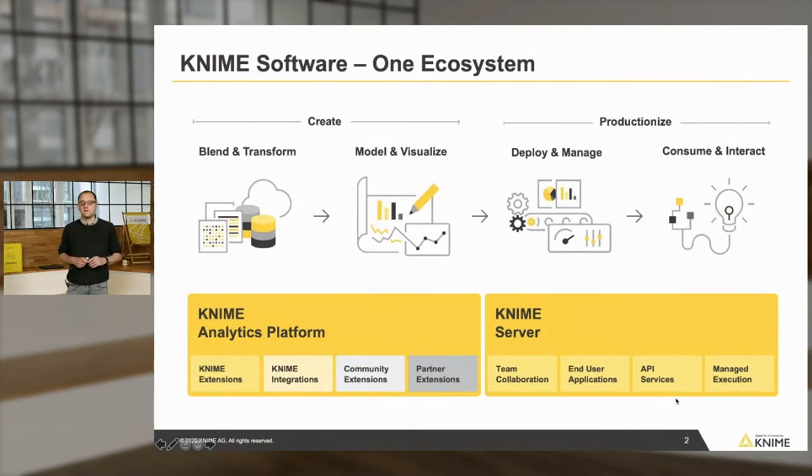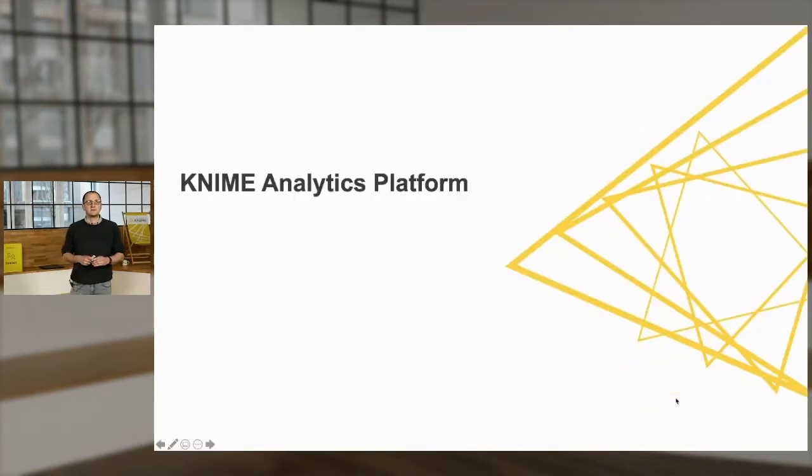This kind of overview we've seen in a similar pattern before. Michael showed this, the data science end-to-end, and how our software fits to that. There's the analytics platform on the left-hand side for the solution creation, and the KNIME Server for putting things into production. I'd like to start with showing some of the highlights that we added in the past release.